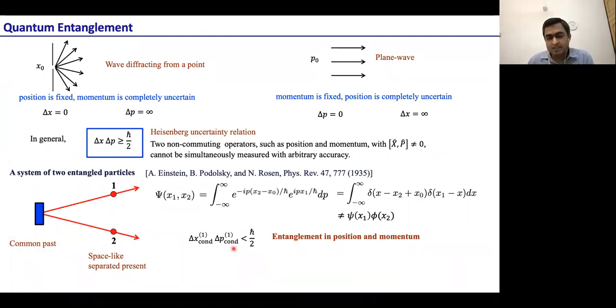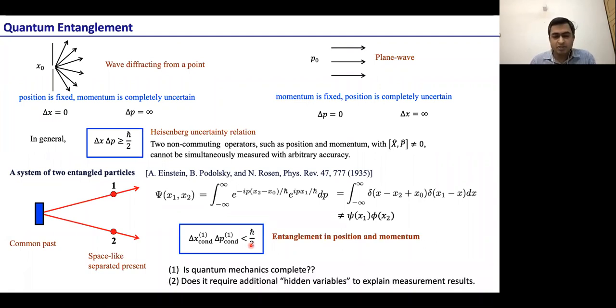And they were able to show that this conditional uncertainty product can actually be less than h bar by 2. So that means it can actually violate the Heisenberg uncertainty relation. And they said that this is violating the very first principle of quantum mechanics. And for them, this was not acceptable. They said this feature of quantum mechanics is nonsensical, hence quantum mechanics as a theory is not complete. So that was their objection.